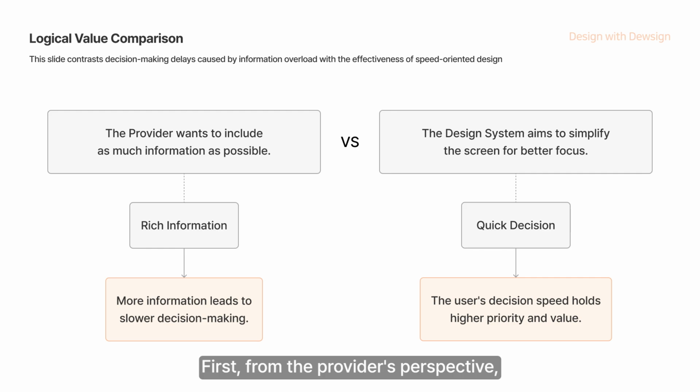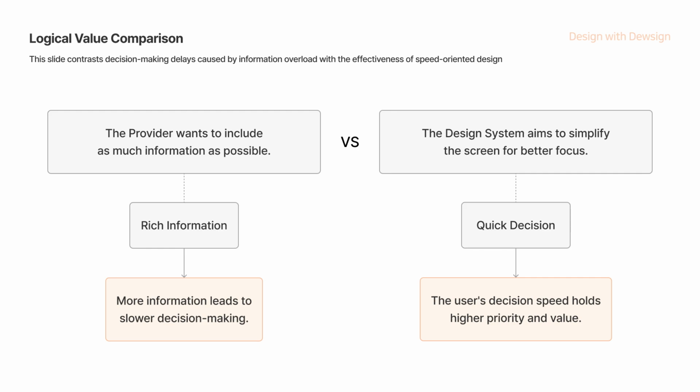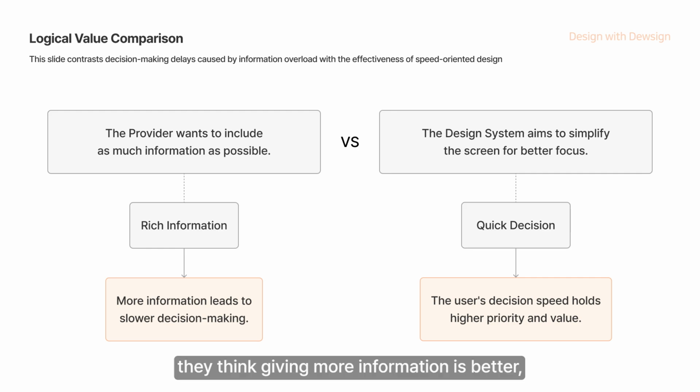First, from the provider's perspective, they think giving more information is better, but we eventually reach the conclusion that more information leads to slower decision-making.